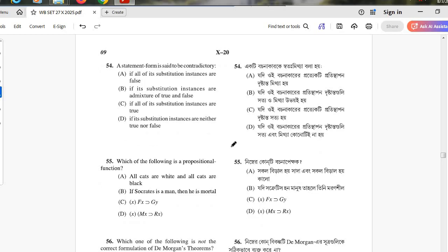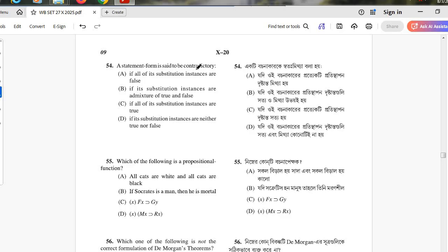Question 54. A statement form is said to be contradictory: A. If all of its substitution instances are false. B. If its substitution instances are admixture of true and false. Option C. If all of its substitution instances are true. Option D. If its substitution instances are neither true nor false.